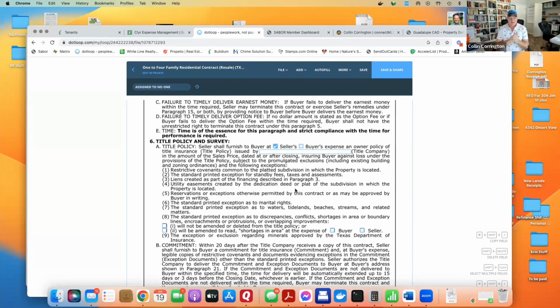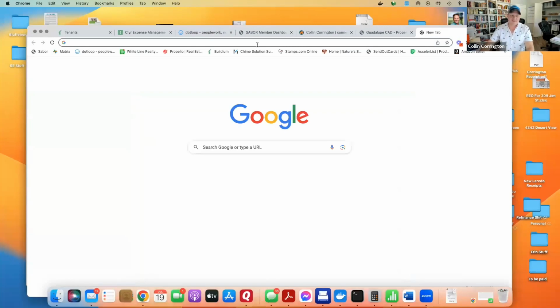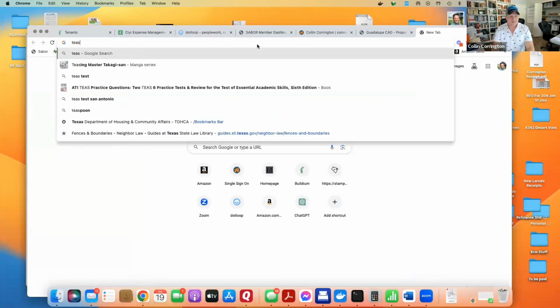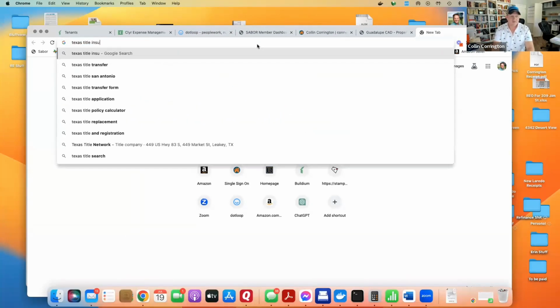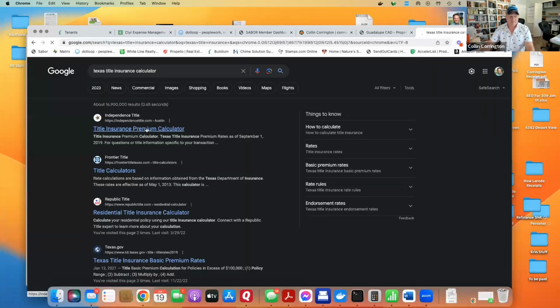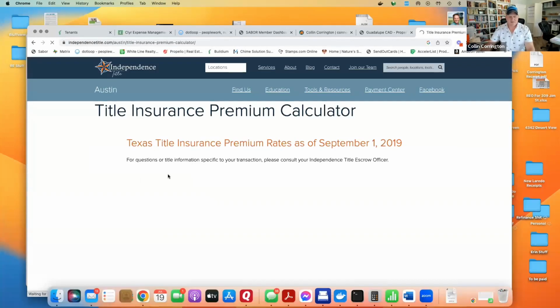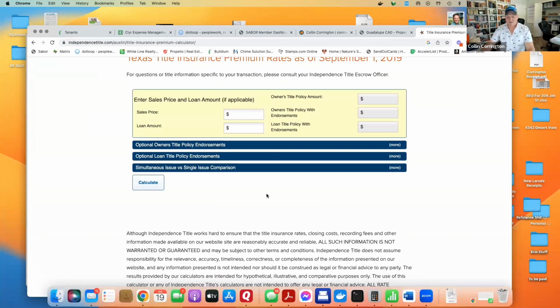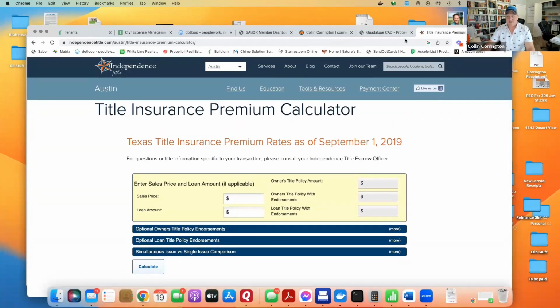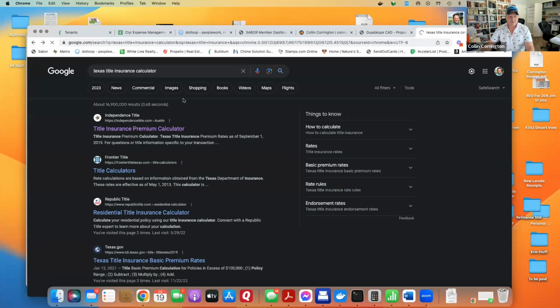Colin, how much is title insurance? Great question. There is a formula. By the way, guys, search for title companies' Texas title insurance calculator. You can go to these calculators and figure out roughly what it's going to be. Okay. There is a formula to figure this out.